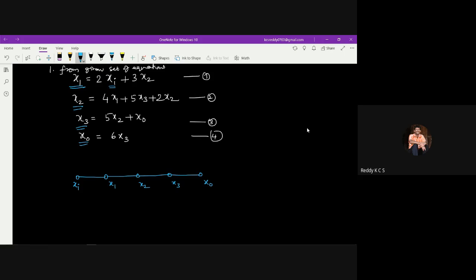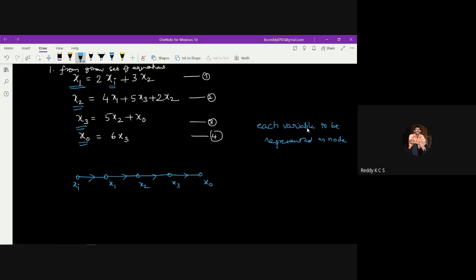Each variable is represented as a node. That is why I have represented x0 as one node, and xi, x1, x2, x3, all as one node each. Then the direction: x1 is obtained from xi, and x2 is obtained from x1, and like that I have written.